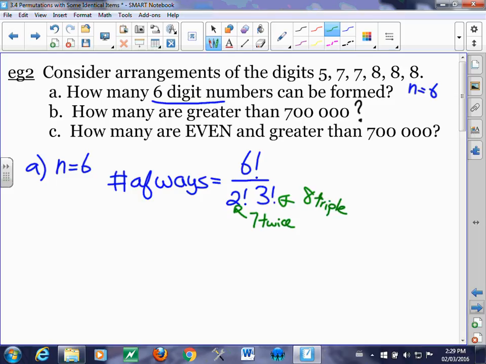Okay, so plug that in your calculator. Again, you're going to get the answer of 60. That's what we had from before, so we got 60 ways for that one. Same as from doing banana, actually. Okay.